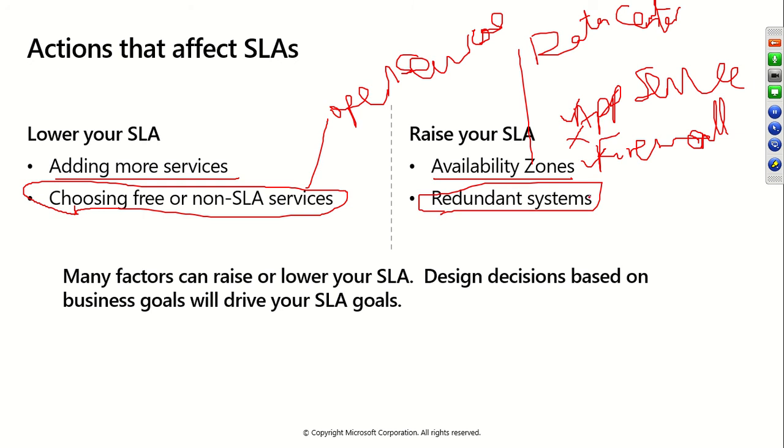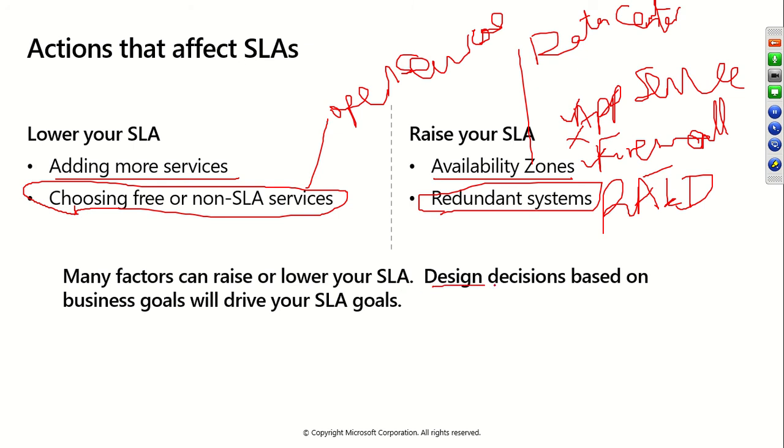That is a redundant system. Remember, we call that one RAID. In IT, there's something called RAID, with different RAID levels. RAID means redundant array of independent disks. Many factors can raise or lower your SLA.